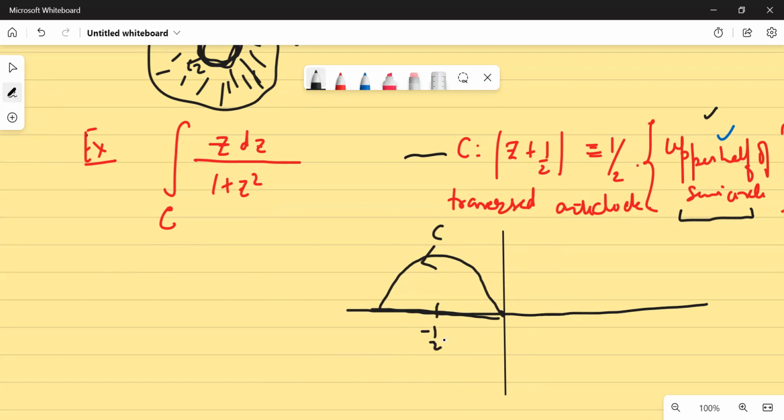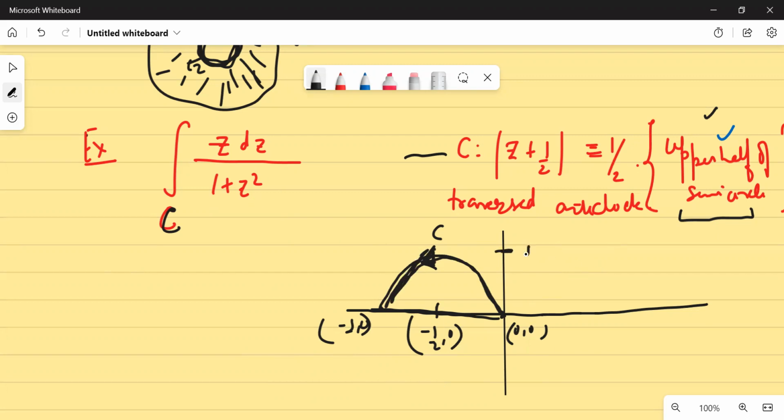So this is minus 1 by 2 comma 0. This is, I think, minus 0 comma 0. This is minus 1 comma 0. And it was asked that I have to find this integration where C is nothing but the upper half of the semicircle. So only the upper half of the semicircle is considered. So this is your arc, where you are supposed to integrate z upon 1 plus z square.